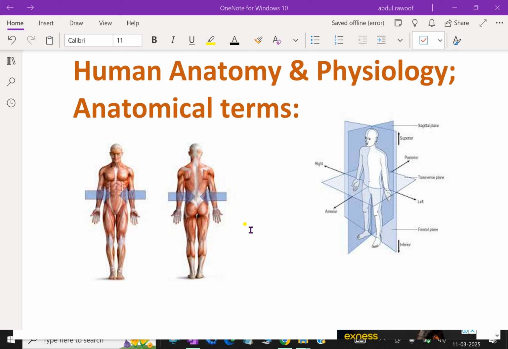Body planes. There are three body planes which lie at right angles to each other. These divide the body into sections and are used to visualize or describe its internal arrangements from different perspectives. The anatomical position is used as the reference position in description using body planes. There are three planes: median plane, coronal plane, and transverse plane. Now we'll discuss further about these terms.